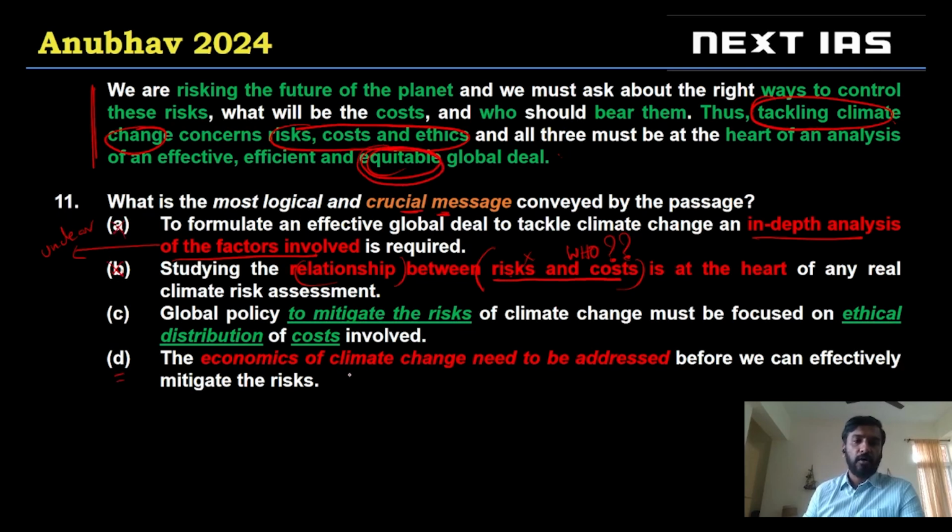Let's look at option D. The economics of climate change need to be addressed. Now, economics of climate change, just like in the first question, agroeconomy was mentioned.